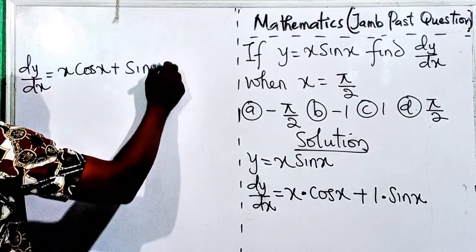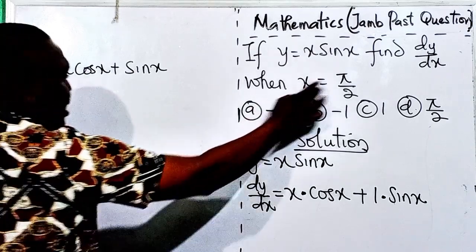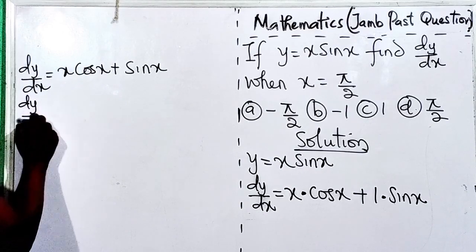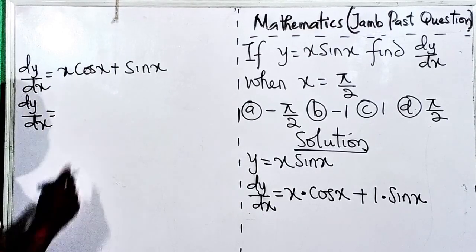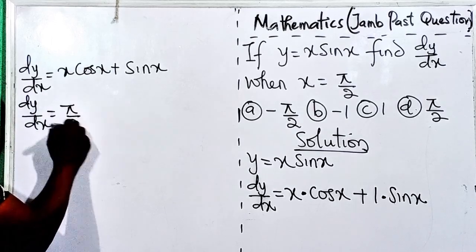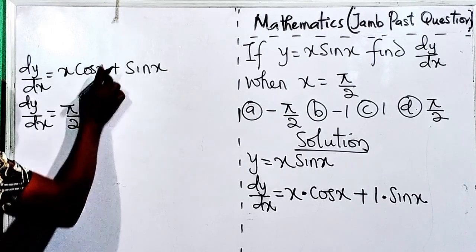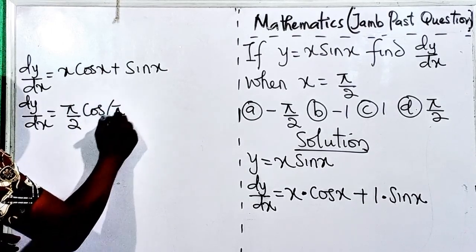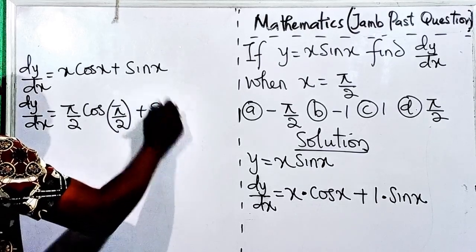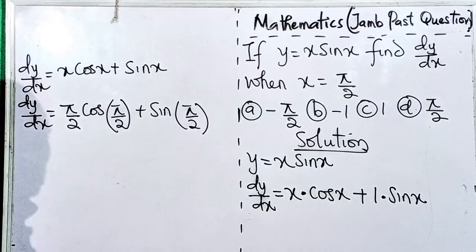So I'm having my dy dx now is equal to x cos x plus 1 times sine x gives me sine x. And remember, we are asked to find dy dx when x equals pi over 2. So I'm having dy dx now is equal to, now anywhere I see x, I will slot in pi over 2. So I'm having pi over 2 in place of x here. Is that clear? Cos x, I'm going to put in pi over 2, bracket close, plus sine x, I will put pi over 2. Are you following?